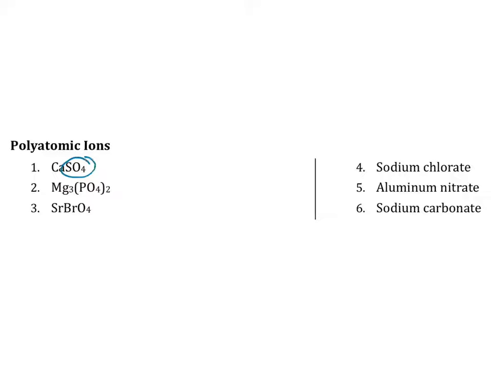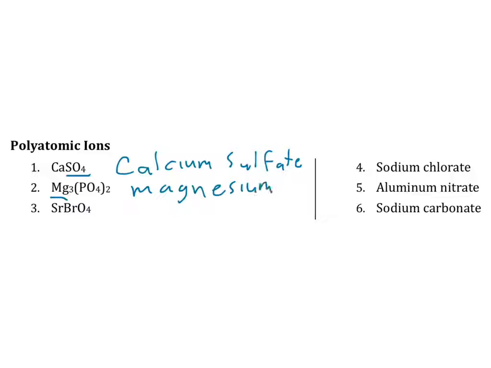Whenever you have 3 elements like this, usually the last 2 elements are going to be the polyatomic ion. And so if you look in your polyatomic ion sheet, you'll see SO4 is sulfate. And so this is going to be calcium. You just named the first one, and it's going to be sulfate. This is magnesium. And then PO4 is phosphate. So you kind of have to look at where the polyatomic ion is. So that's phosphate, magnesium phosphate.